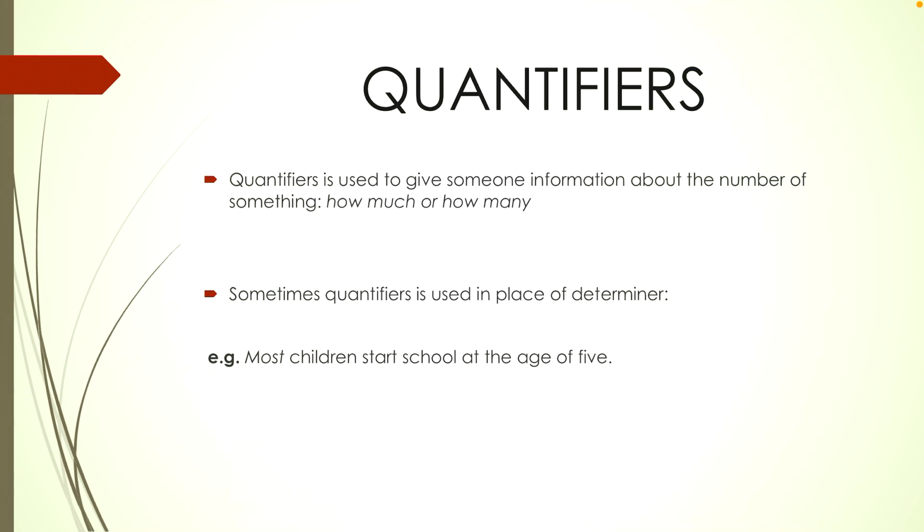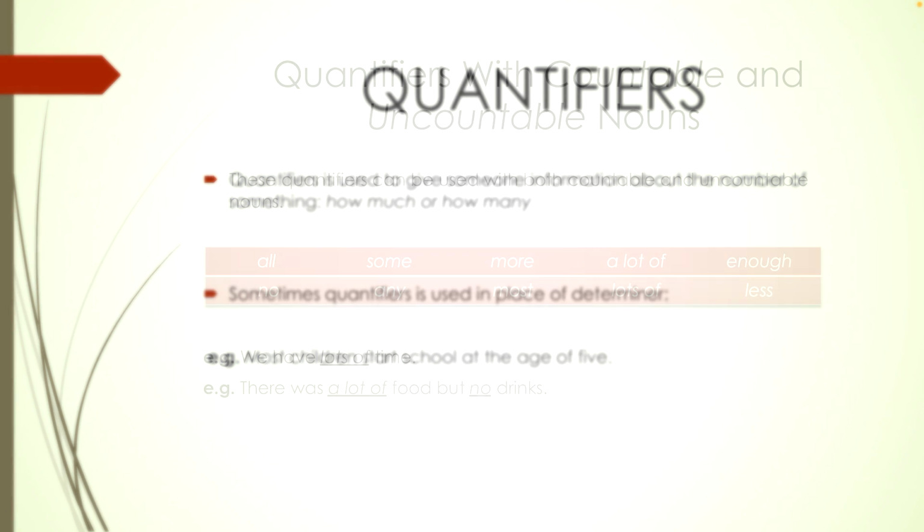Now, let's continue with quantifiers. We use quantifiers when we want to give information about the number of something, how much or how many. Sometimes we can use a quantifier in place of a determiner. For example, most children start school at the age of 5. Most is used in place of a determiner in the sentence.